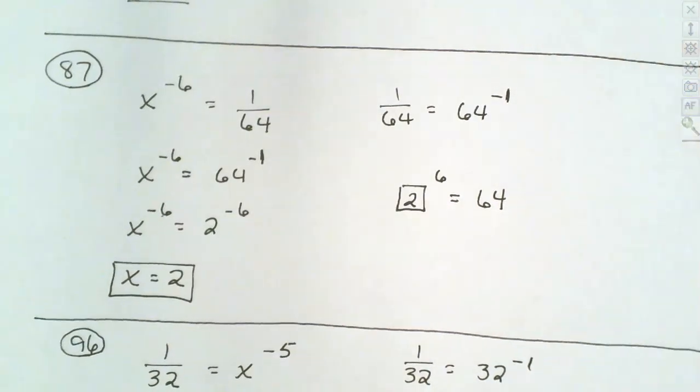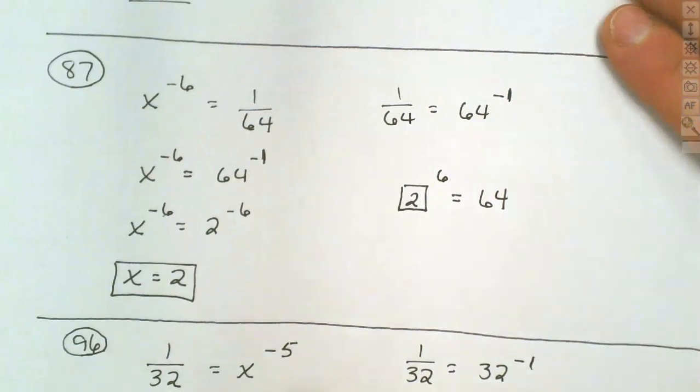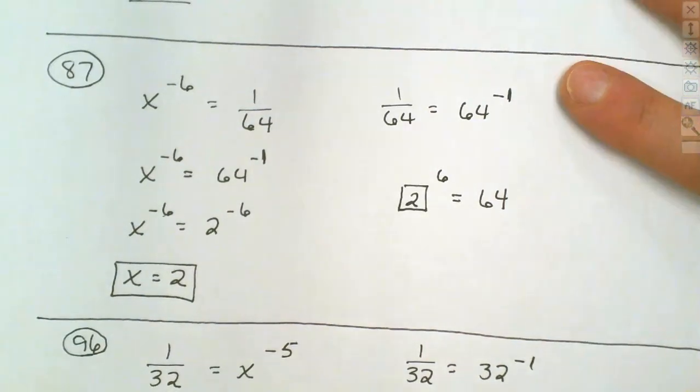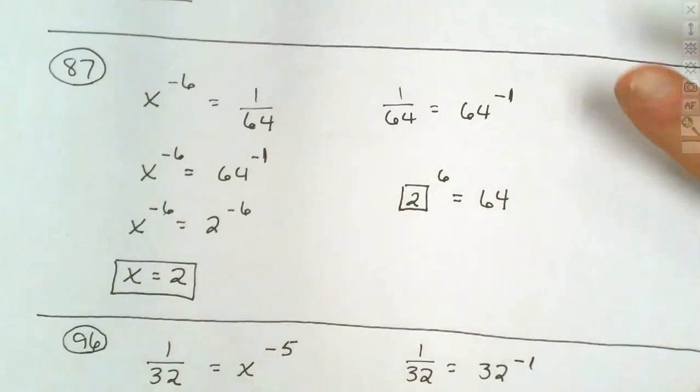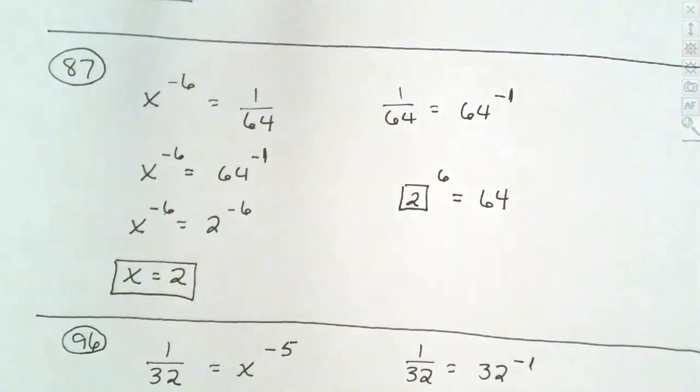And 2 is used a lot because 2 is easy to take powers of. What number, raised to the 5th power this time, is 32? That one's pretty easy to see. That would be a 2 again. So that means we can rewrite this as 2 to the negative 5th power equals x to the negative 5th power. And we now know that x must be what? X must be 2.